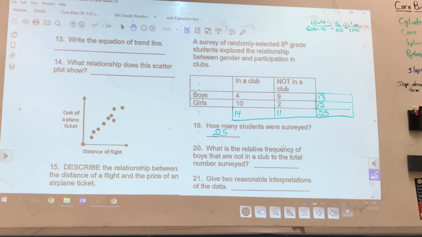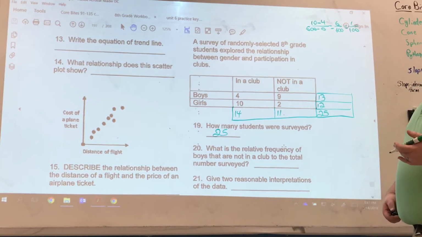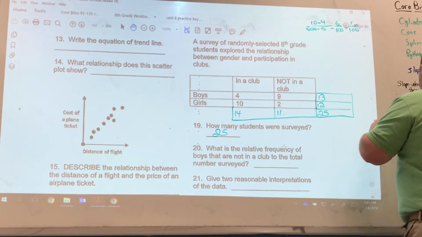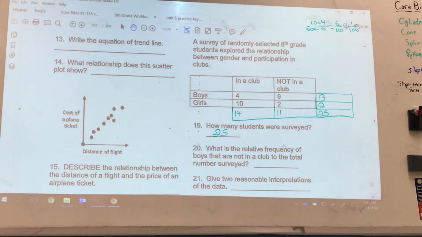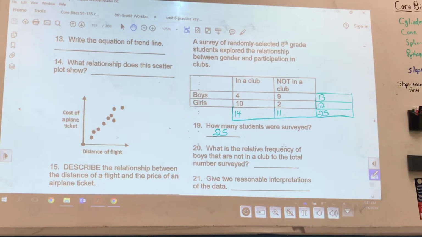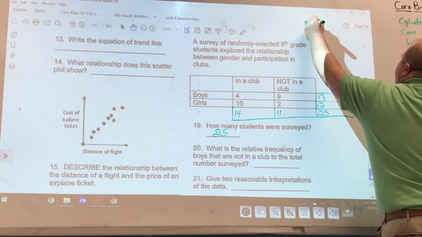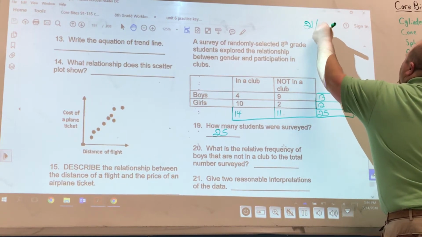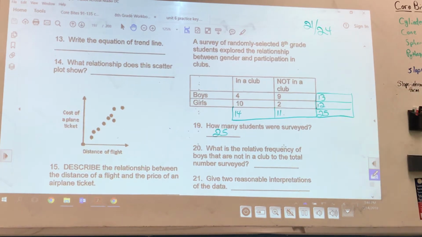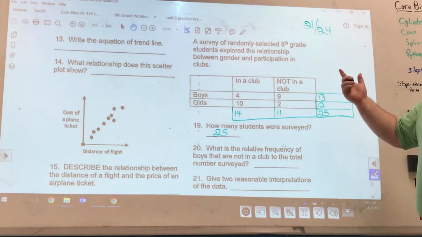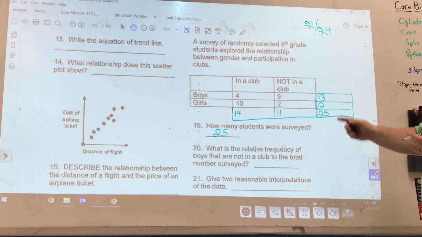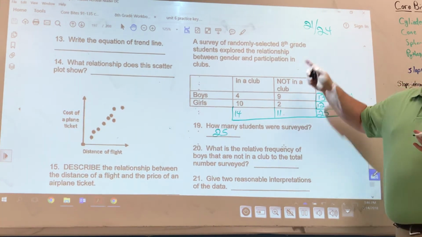What is the relative frequency of boys that are not in a club to the total number surveyed? So when it asks for relative frequency, that's a decimal, and we often just turn that into a percentage. Many of you have had a teacher that grades papers, and at the top of your test, it will say how many you got right out of how many questions. So maybe it says you got 21 questions right out of 24 problems. Well, you want to know what your grade is. So what you have to do is 21 divided by 24.